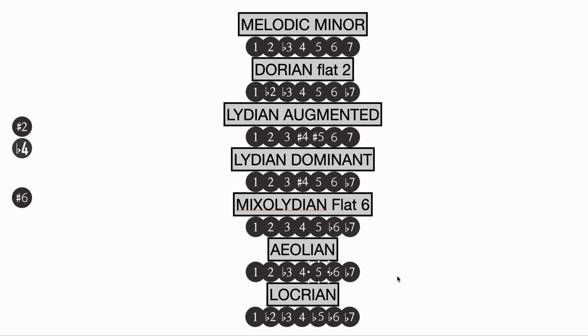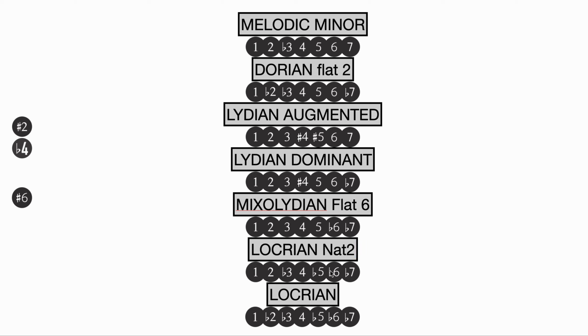So then we're going to lower the 5th on this one, on the Aeolian, which is a minor scale. But so this now takes on more of the look of the Locrian scale because of the diminished triad. Locrian, natural 2.